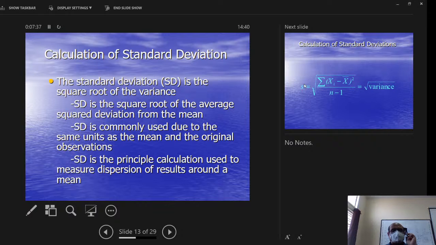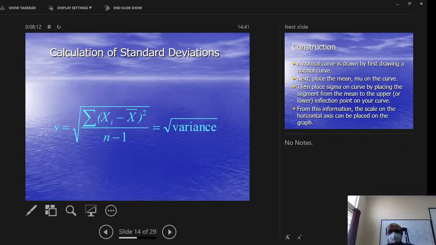Calculation of standard deviation: the standard deviation is the square root of variance. The standard deviation is the square root of average square deviation from the mean. It is commonly used due to the same unit as the mean and the original observations. And standard deviation is the principal calculation used to measure dispersion of results around a mean.